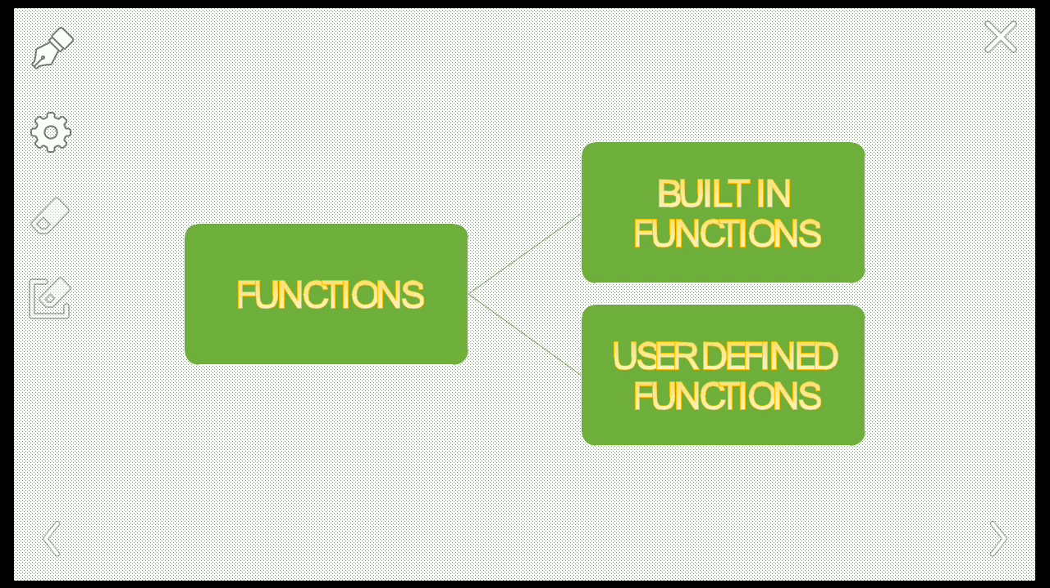Functions are of two types: built-in functions and user-defined functions. We have seen that we have header files like stdio.h, math.h, conio.h. These are the different types of header files, and these are the built-in functions. The library functions are already written in the particular header files, so these are already written in the compiler.